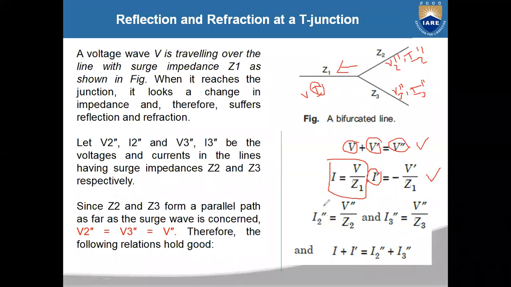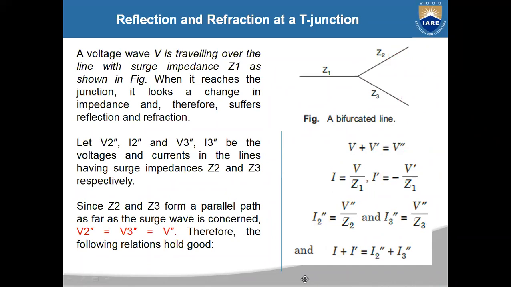I2 double dash is the transmitted current wave in this line. So the transmitted current I2 double dash is equal to V2 double dash by Z2, and I3 double dash is V3 double dash by Z3. Since V2 double dash and V3 double dash are nothing but V double dash, in their place you can write V double dash. Because of that, I2 double dash is equal to V double dash by Z2, and I3 double dash is equal to V double dash by Z3.